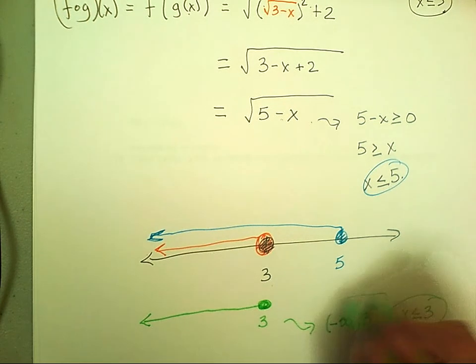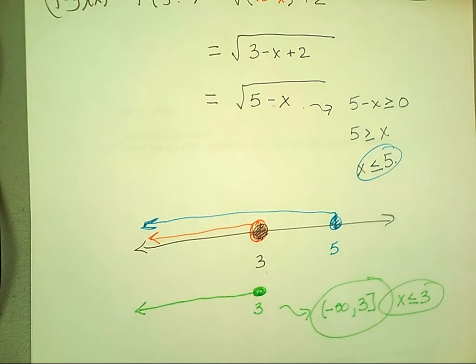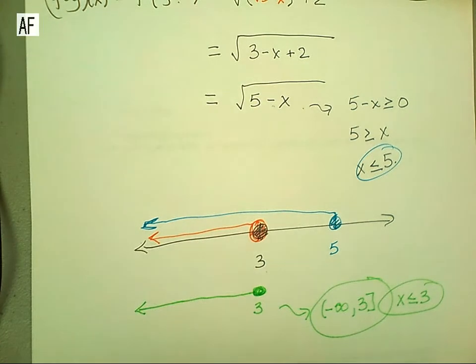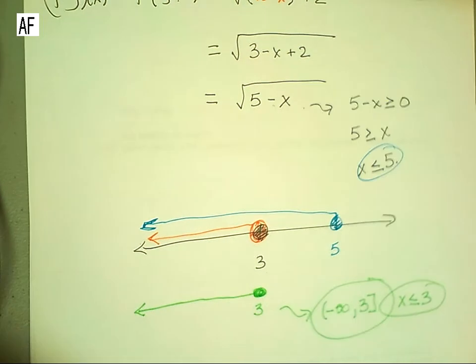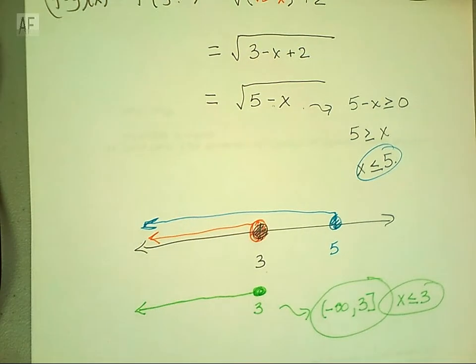Or, let's see, what is this? x less than or equal to 3. Okay. These are the actual domain, okay, because it has to match.